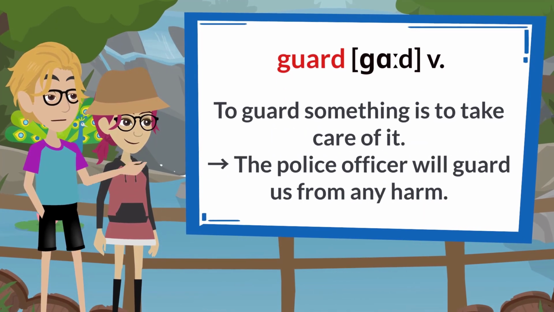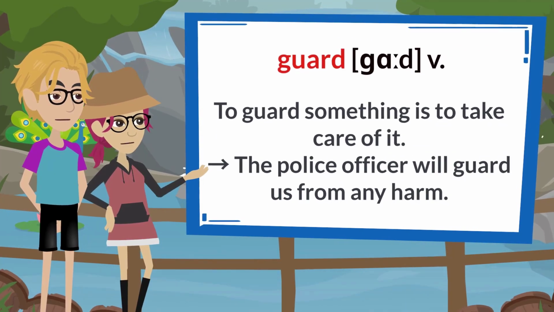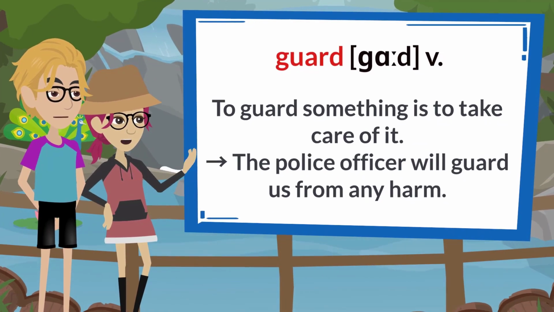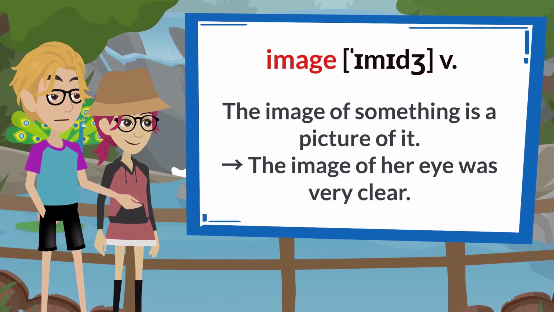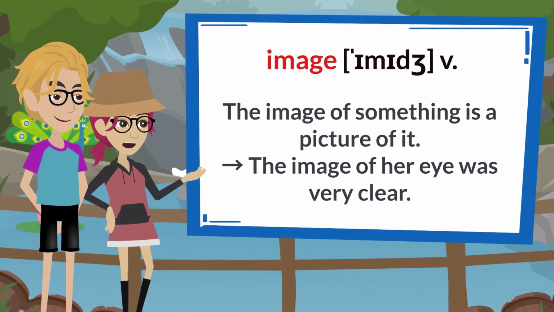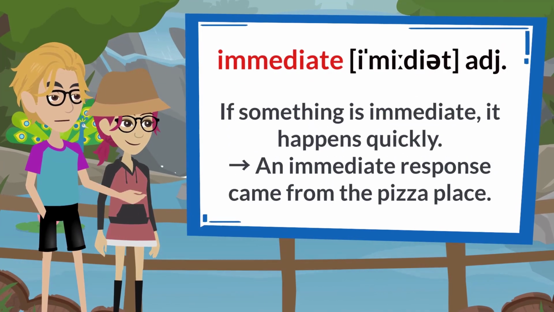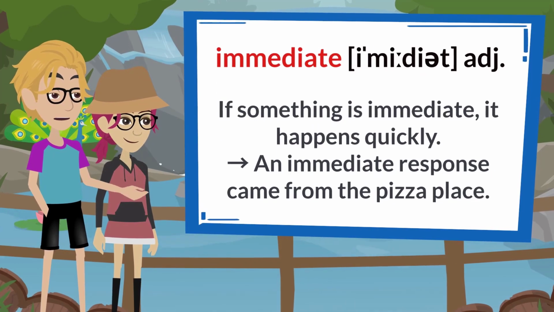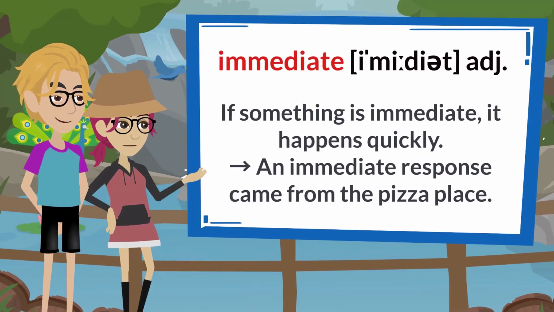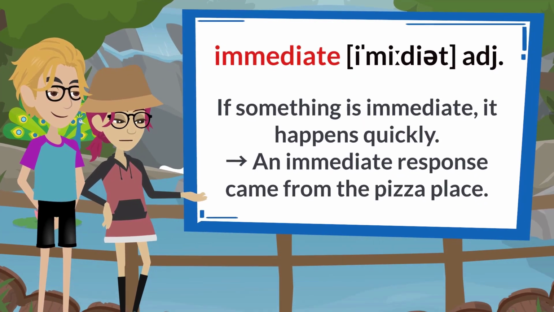Guard. To guard something is to take care of it. The police officer will guard us from any harm. Image. The image of something is a picture of it. The image of her eye was very clear. Immediate. If something is immediate, it happens quickly. An immediate response came from the pizza place.